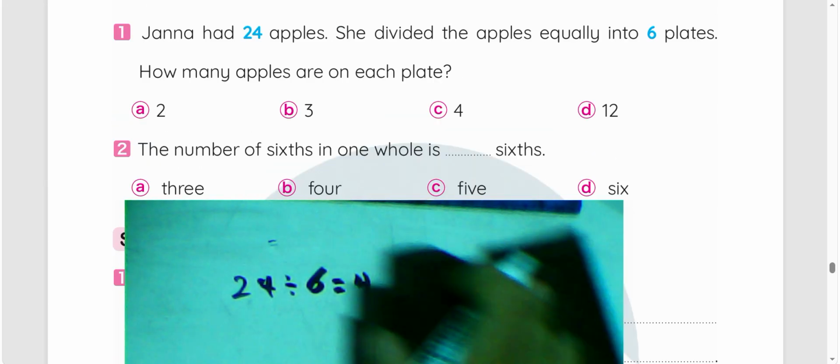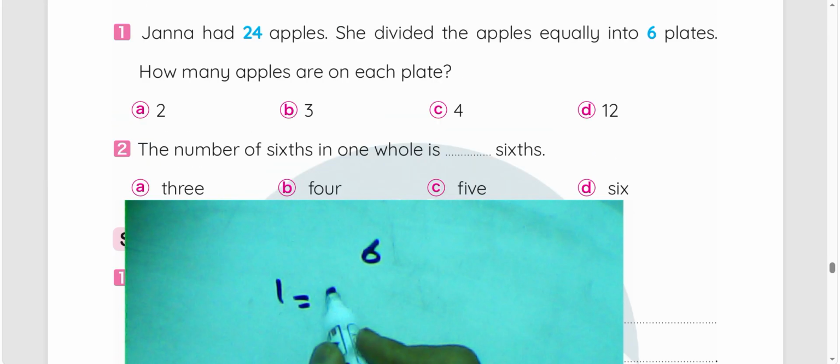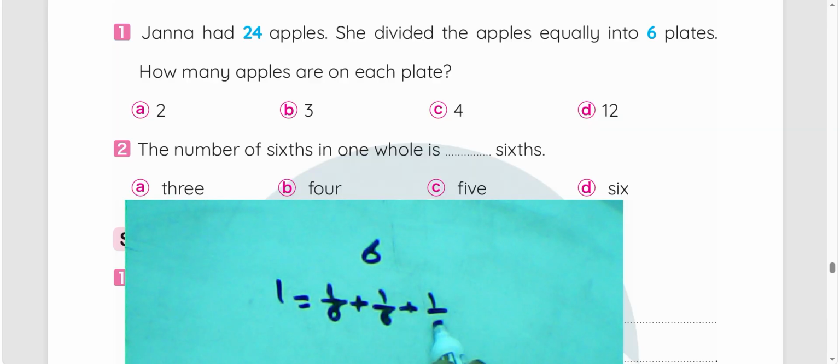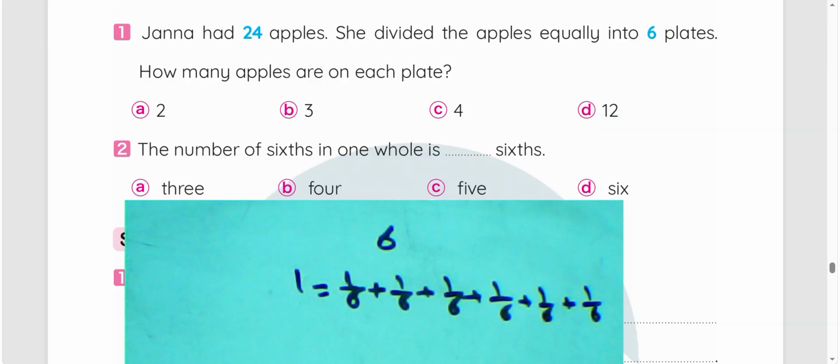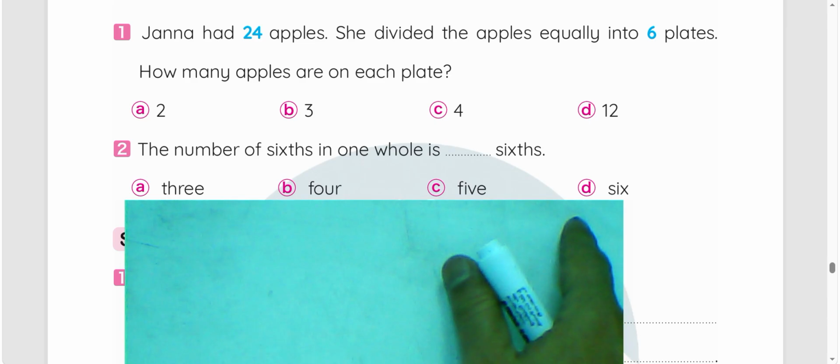Next question. The number of sixes in a whole number 1 will be 6. 1 equals 6 sixths. Okay, 1 over 6 plus 1 over 6 plus 1 over 6, and so on: 1, 2, 3, 4, 5, 6. There are 6 sixes. Okay, the answer will be 6. Choose letter D, 6 sixes.